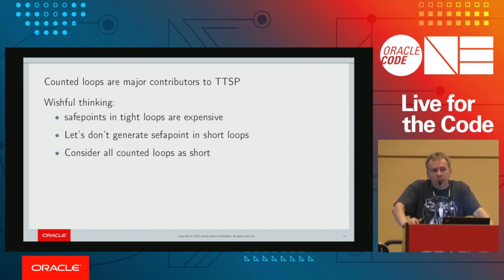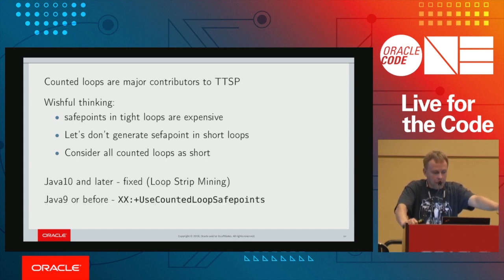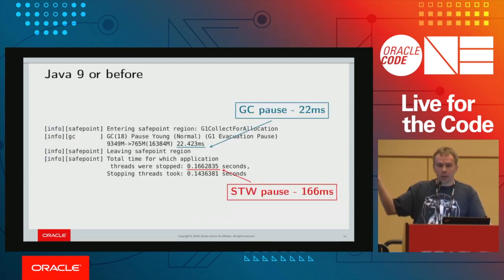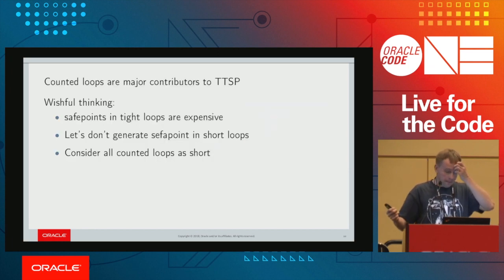A decision was made: let's not insert safepoints into short loops, let's consider all counted loops as short. It was done in HotSpot code generation for some period of time. Thank you to the guys from Red Hat who forced us to fix that issue. Starting with Java 10 and all newer versions, that problem with long counted loops is solved. Here in the application there is one thread with a very long counted loop where there is no cutoff point, and until that loop is finished, we can't reach the safepoint and have to wait.